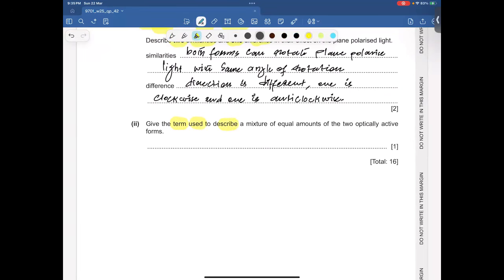Give the term used to describe a mixture of equal amount of the two optically active isomers. Equal amount of the mixture is basically racemic mixture.